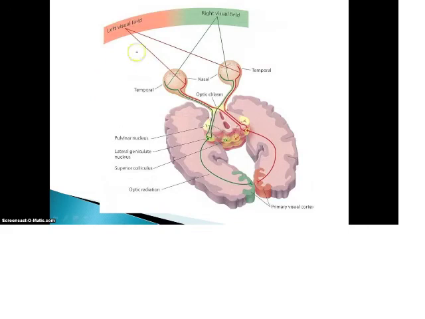Here I have another picture. Let's go ahead and investigate this a little bit further. In green, I represent things that are coming in from your right field of vision, things that are on the right side of your body. Follow the green back, and they are handled by the temporal side of your left eye and the nasal side of your right eye.